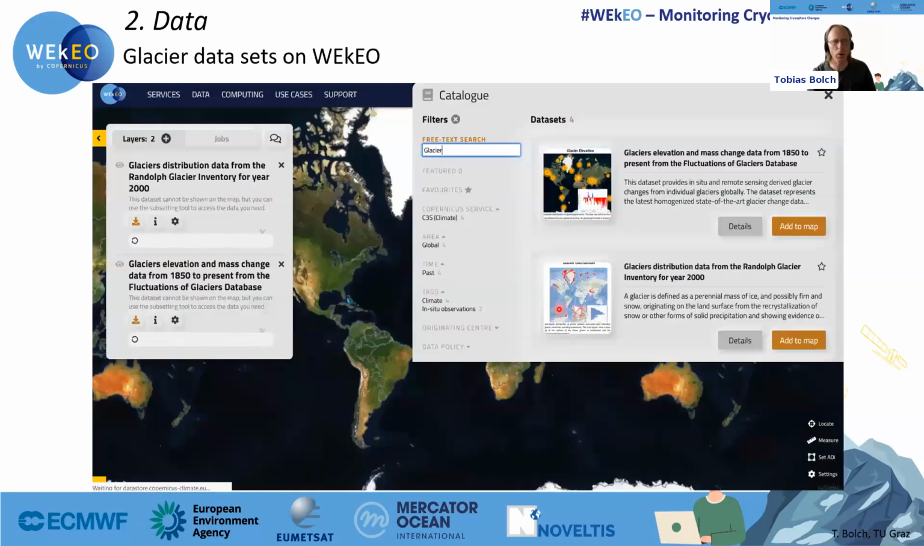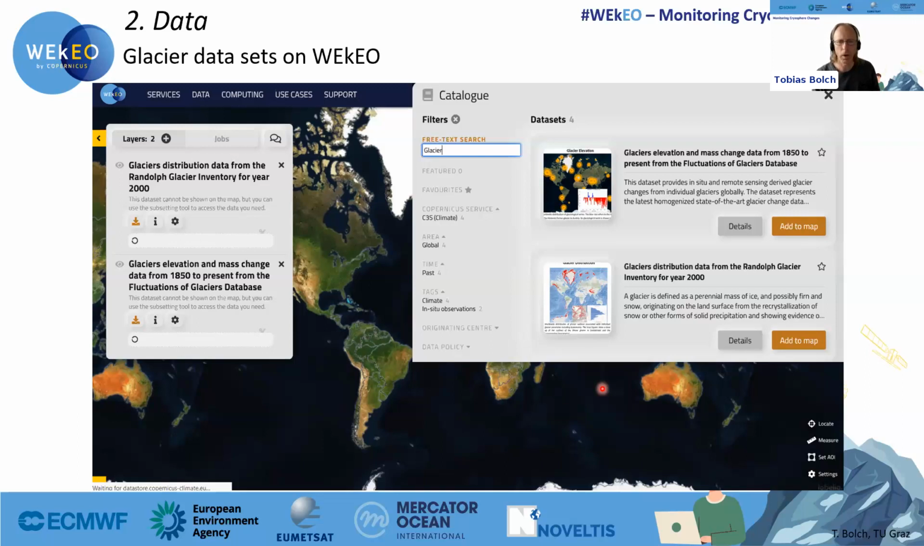And if you're interested in a specific region, you can go to WEkEO, which is a great service to search for data. And there was the question. So basically you type in, for example, glacier, then 4 data sets pop up. 2 data sets are of really high importance for the local glaciers and ice caps. First of all, you see the Randolph Glacier Inventory for the year 2000. Just a side remark, this is RGI 6.0.